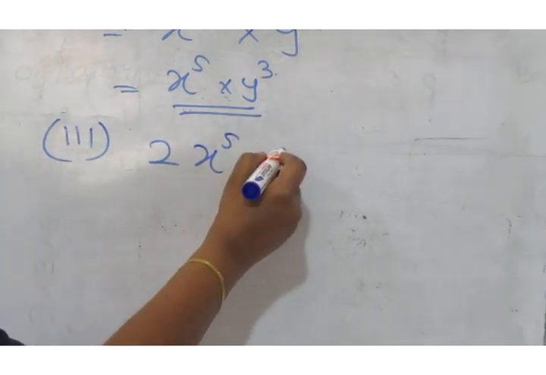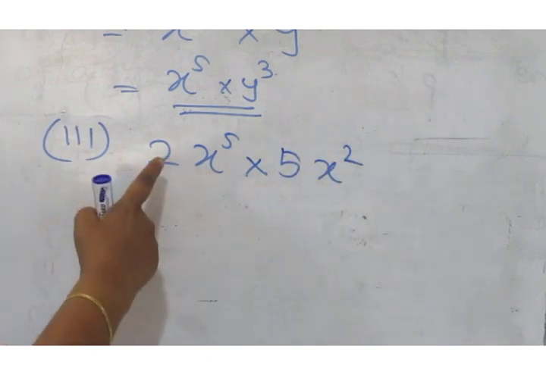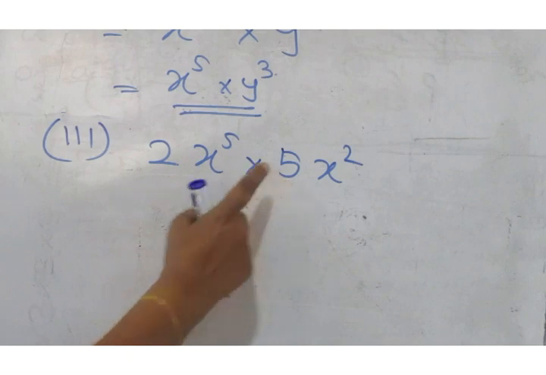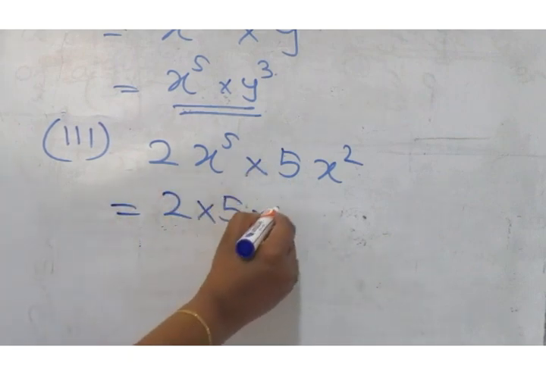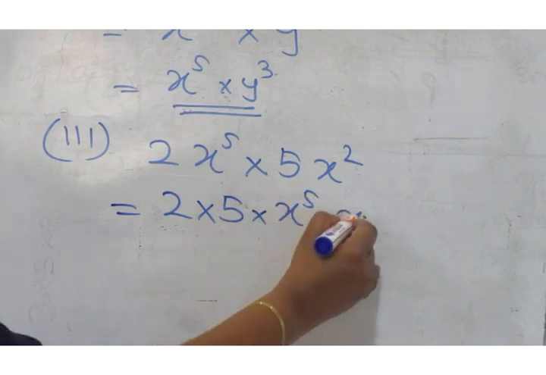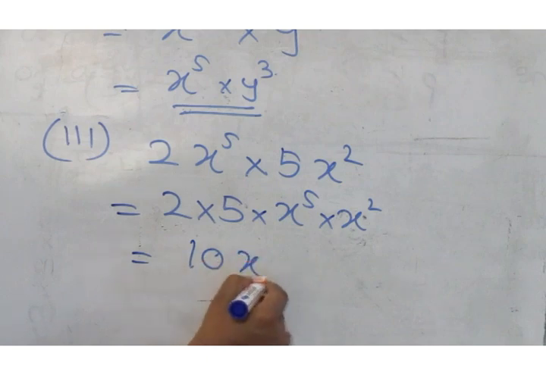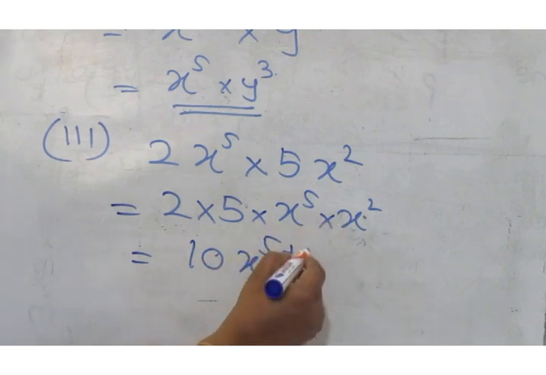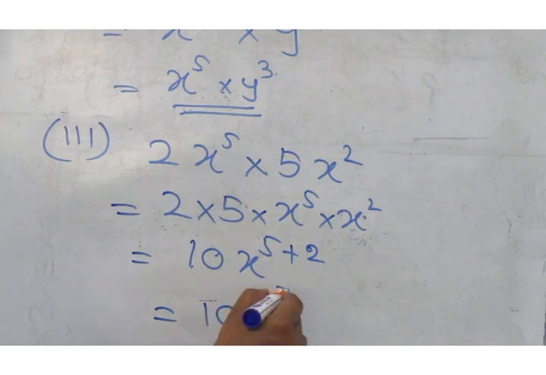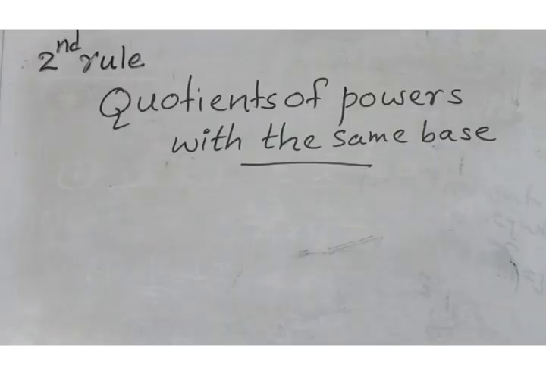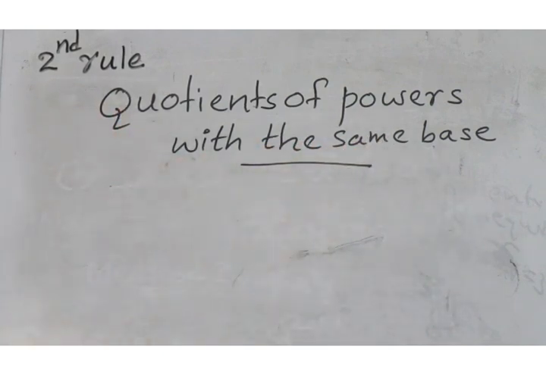Third example, 2x5 into 5x2. Now you have seen here multiplication of two numbers. Then write the numbers firstly. Then product of these two numbers 10. Then take the sum of indices here. Then answer is 10x7. Now see the second rule, quotients of powers with the same base.